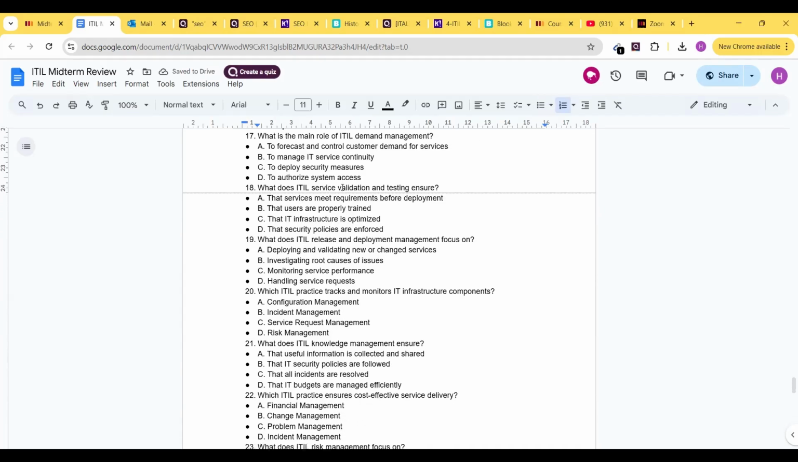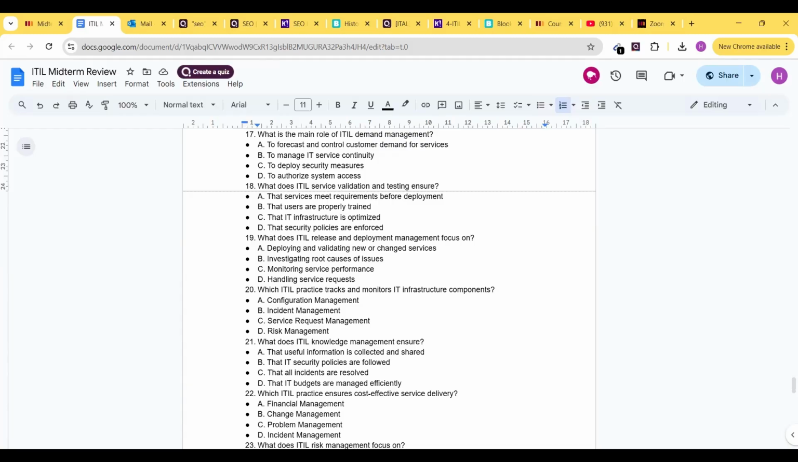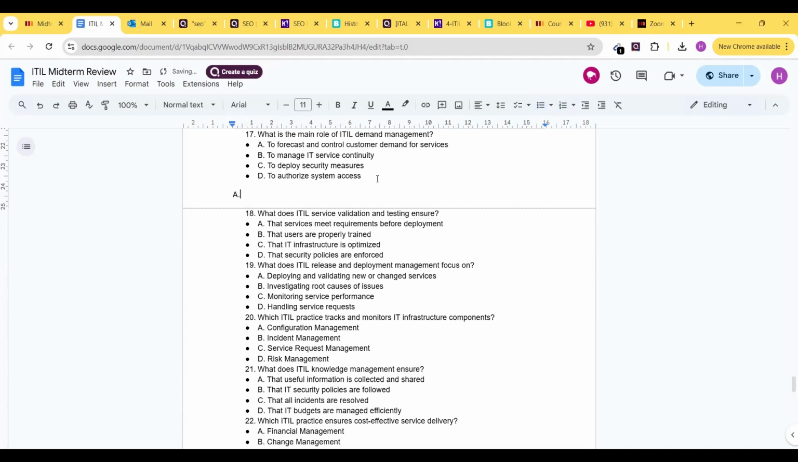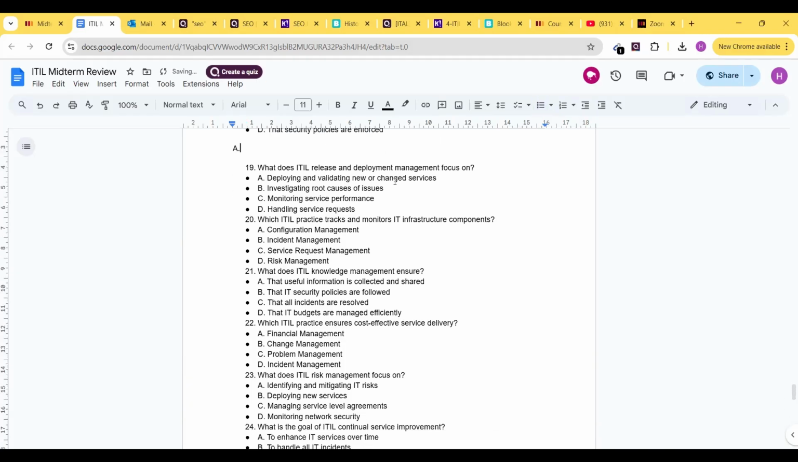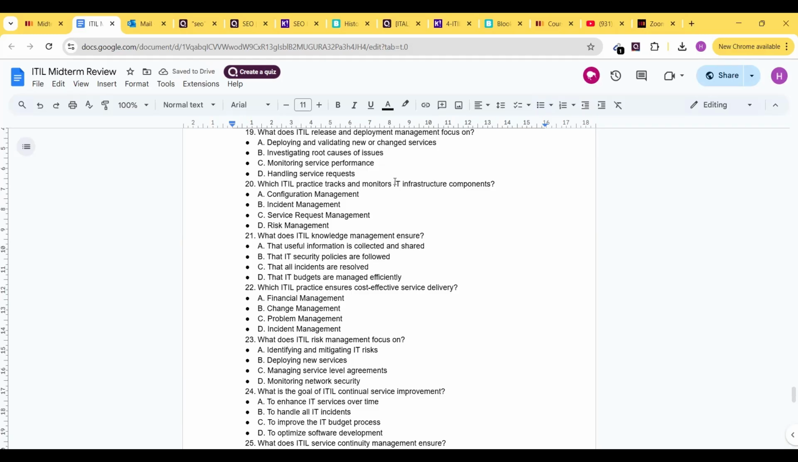Yes, correct. And then what is the main role of ITIL demand management? Yes, so to forecast and control customer demand for services. Well done. What does ITIL service validation and testing ensure? Yeah, that services meet requirements before deployment. Excellent. What does ITIL release and deployment management focus on?